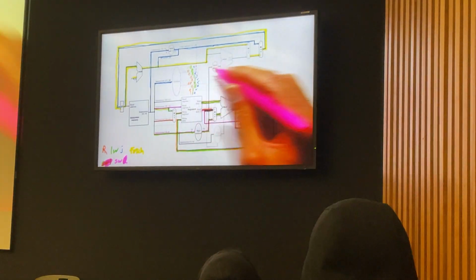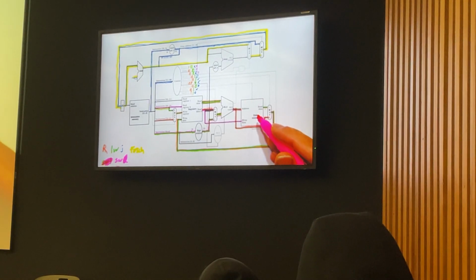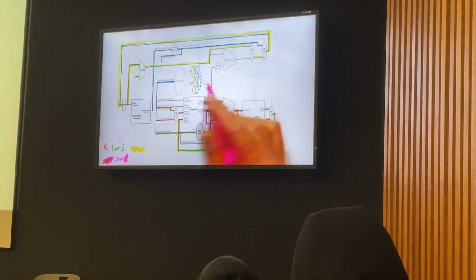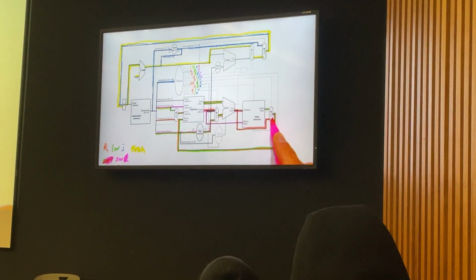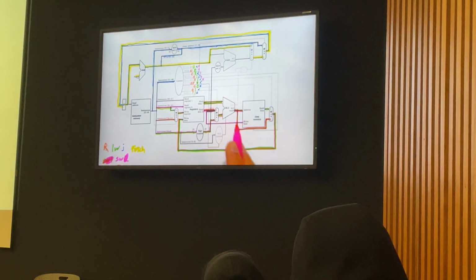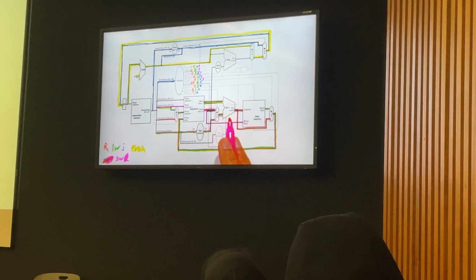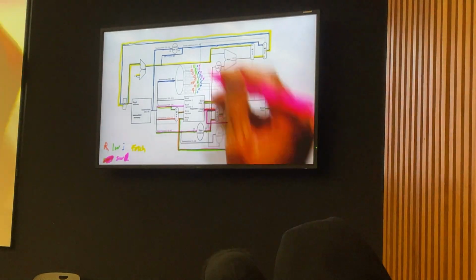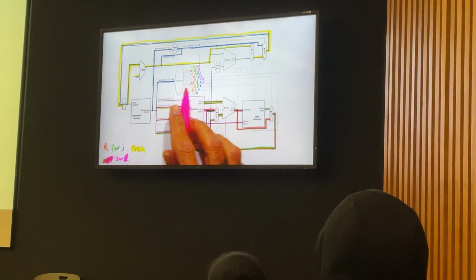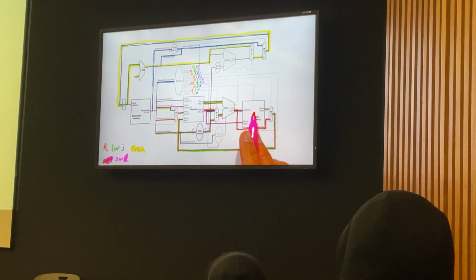Okay, so MemRead. Are we doing a read for the store word? No, that's a 0. MemToReg. Do we care? No. ALUOp. What are we doing for the ALU for store words? You want to add. So you're doing a plus. And for MemWrite, are we doing a write for the store word? Yes, 1.